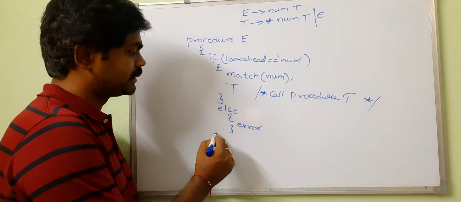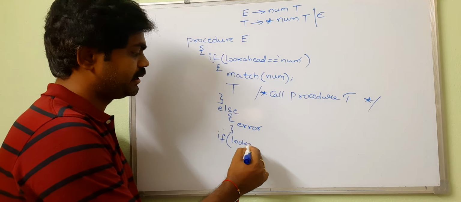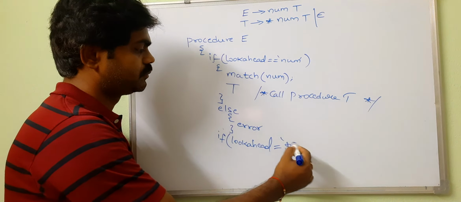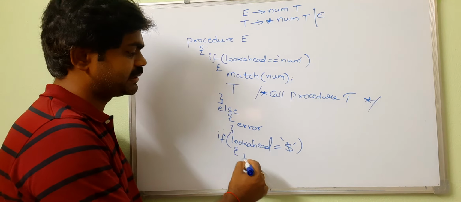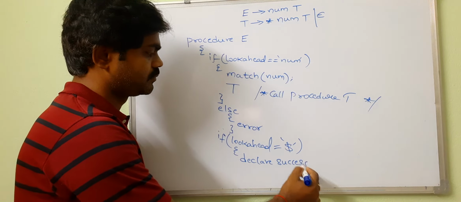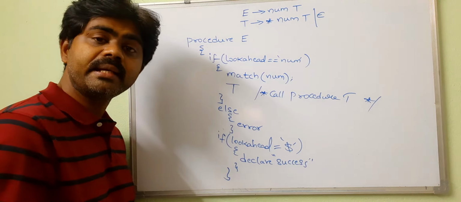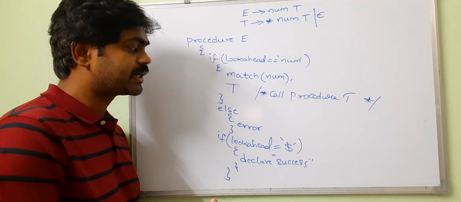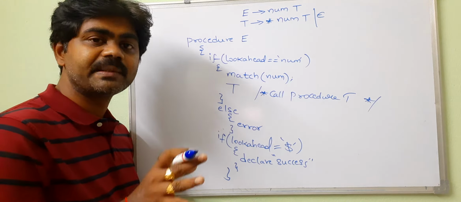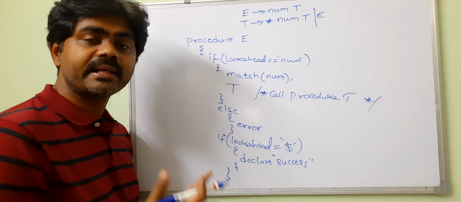Okay. And if look ahead equal to dollar, declare success. So if look ahead equal to dollar, dollar means that if we encounter a dollar, that's our end of the procedure. So if we encounter a dollar, we should declare success, or else we will get an error.